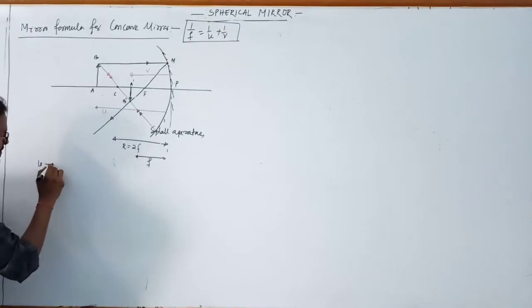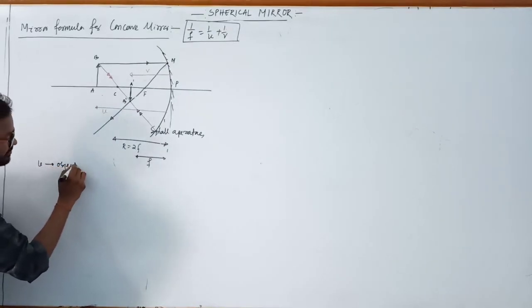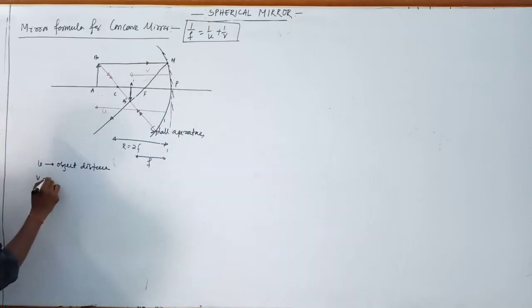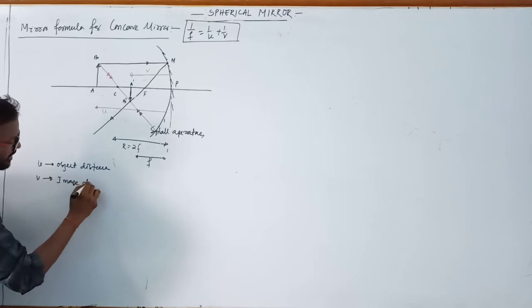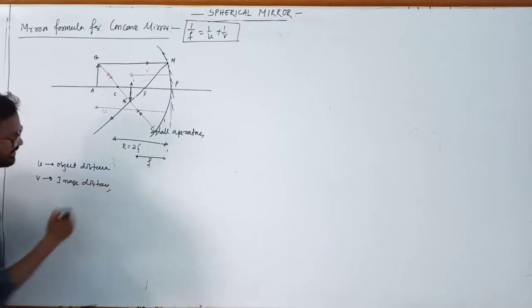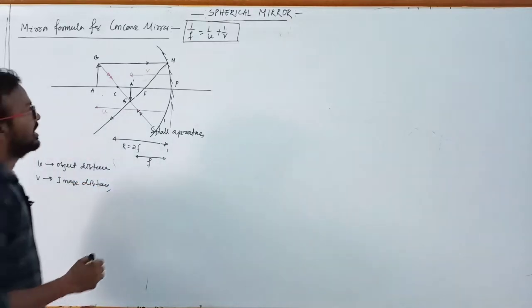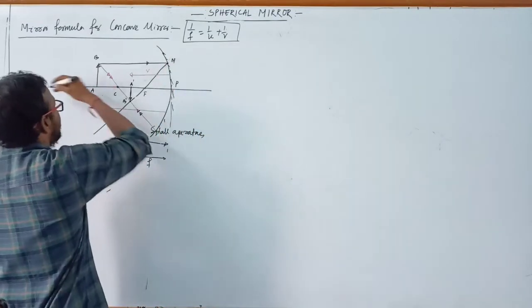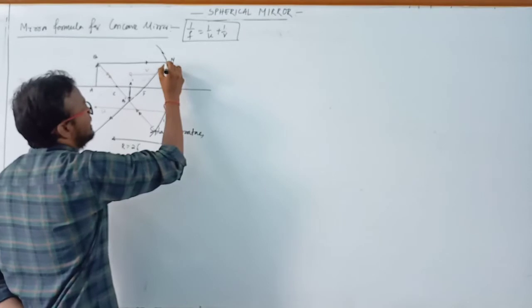So what is U? U is here, that is object distance, and all the distances are measured from the pole, and this distance is the image distance. Clear? Now we have to draw a normal from point M which meets the principal axis.